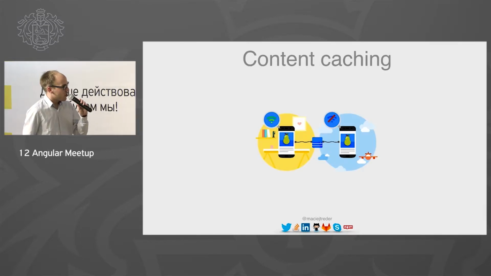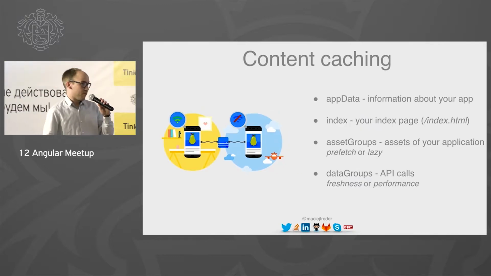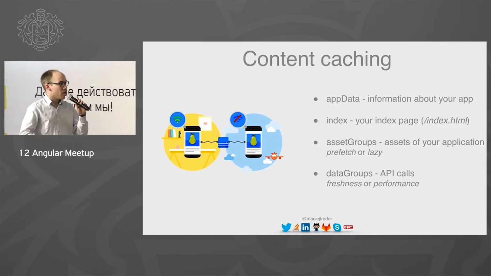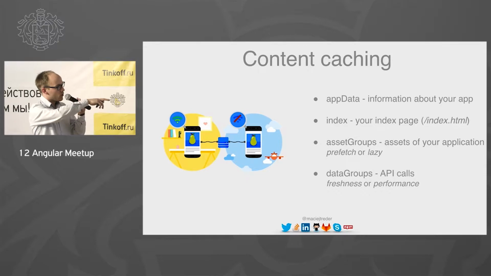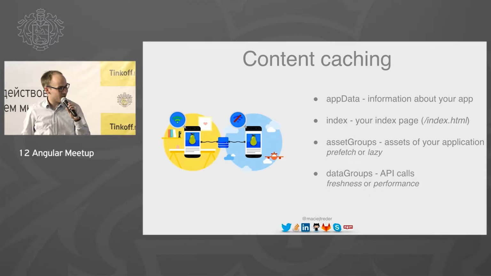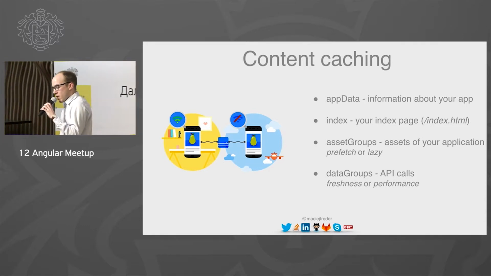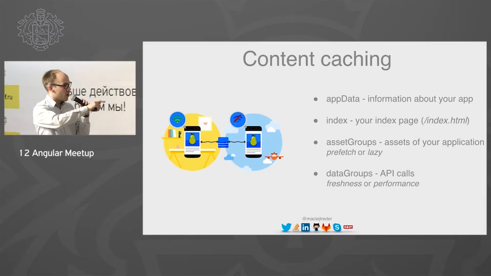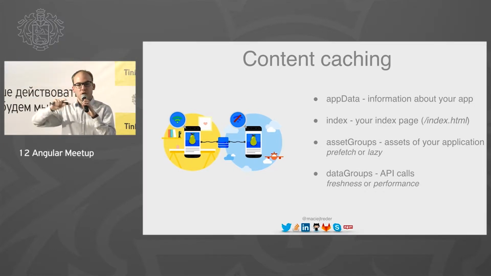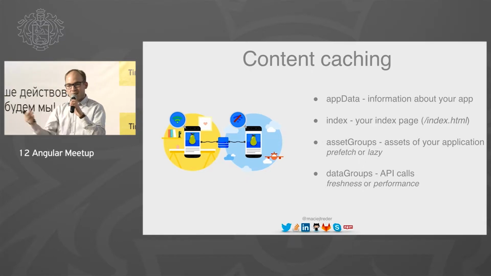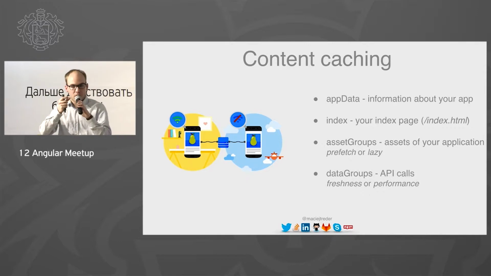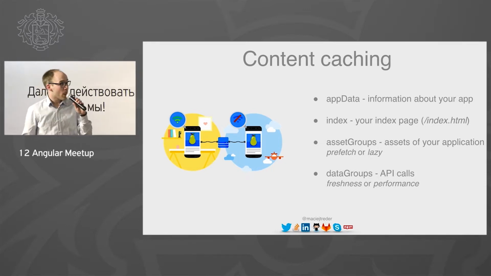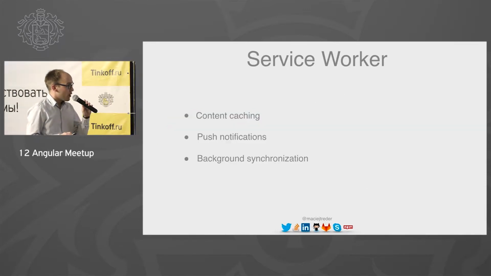And the summary about content caching is here. About this NGSW JSON file: application data, index, asset groups, data groups, freshness or performance. Okay, that was the second strategy. What is the difference between those 2? Freshness is the strategy which is internet first and then caches the content. Performance is of course local cache first and then going to the internet to update the cache. Okay, so that was about content caching.